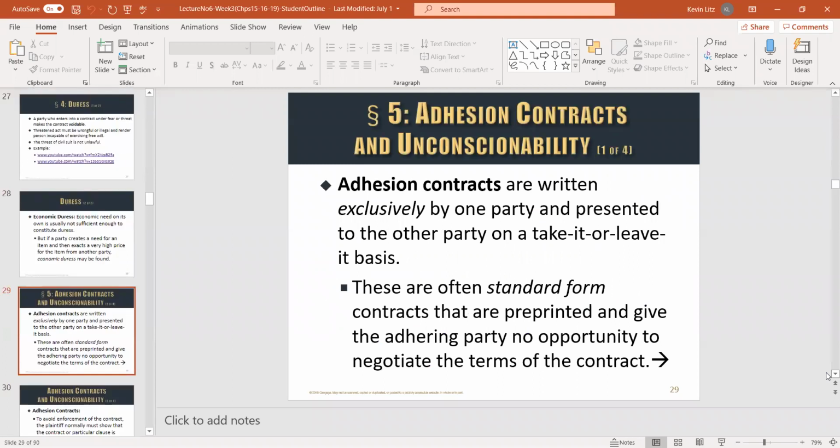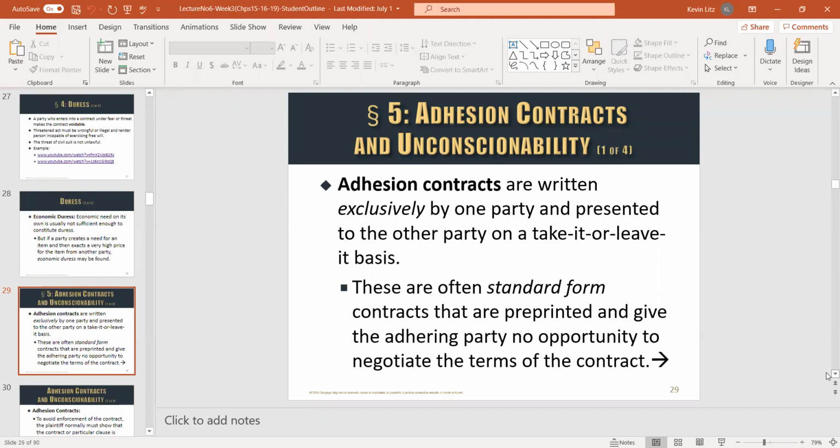Adhesion contract. Here's a good one. Just about every time that you, as a student, lease an apartment, it's sort of an adhesion contract. I mean, it's take it or leave it. The landlord is not going to negotiate the lease with you. When you buy a car, it's take it or leave it. When you get a bank loan for a car, it's take it or leave it.